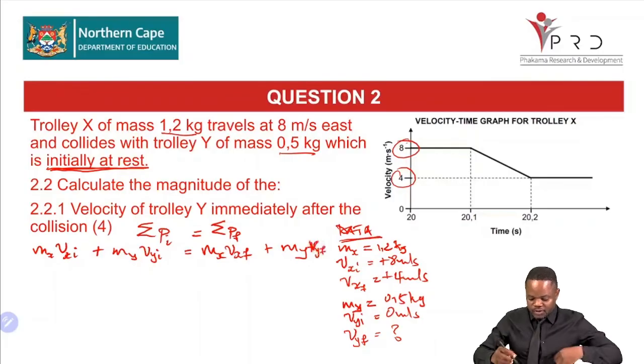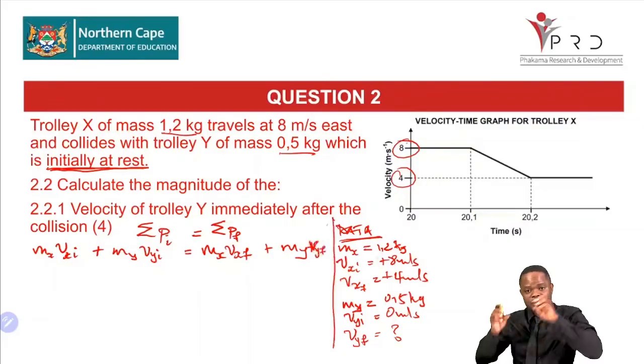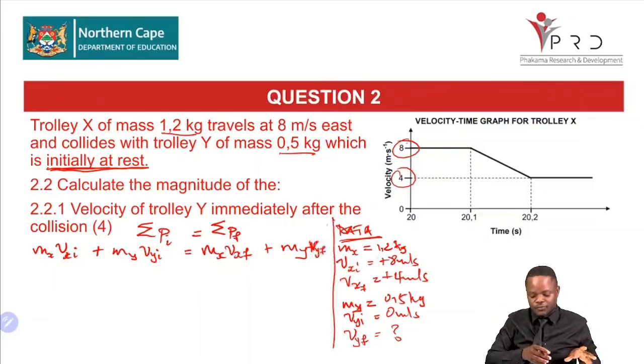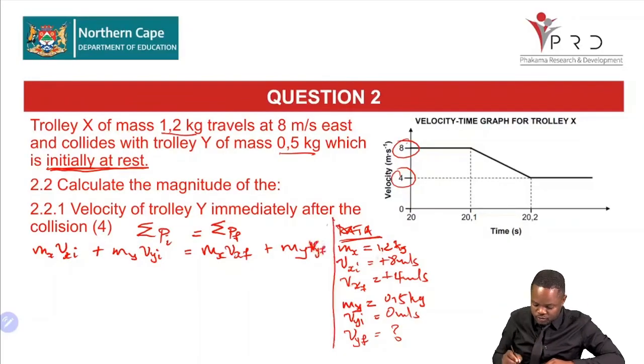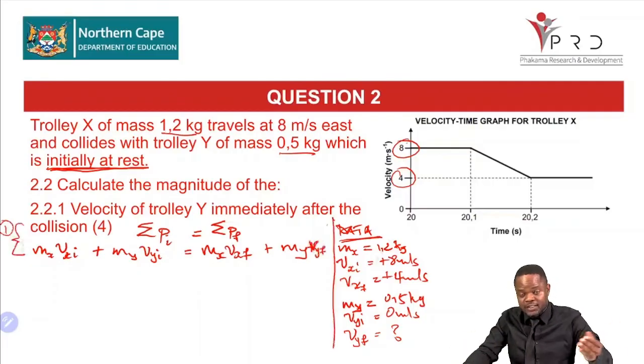So now you see that we listed our data here. So now what are we doing? We're just picking our data and plugging into the formula. And already these two parts constitute just a single mark. This is one and the same thing. For listing that formula, you're getting your single mark.